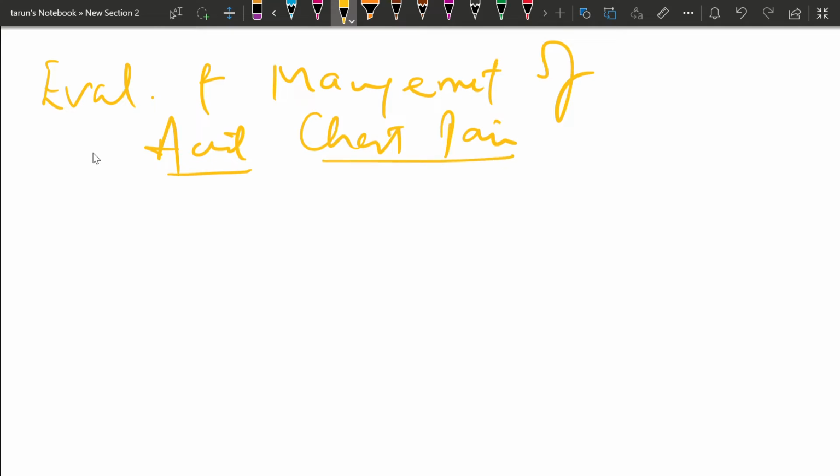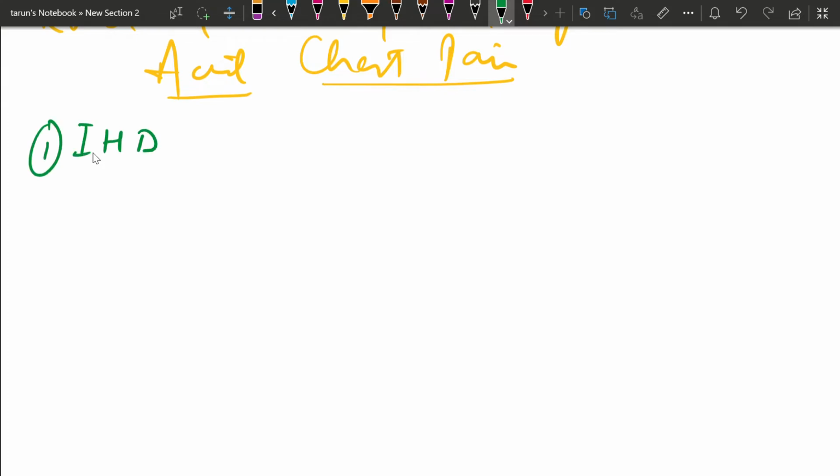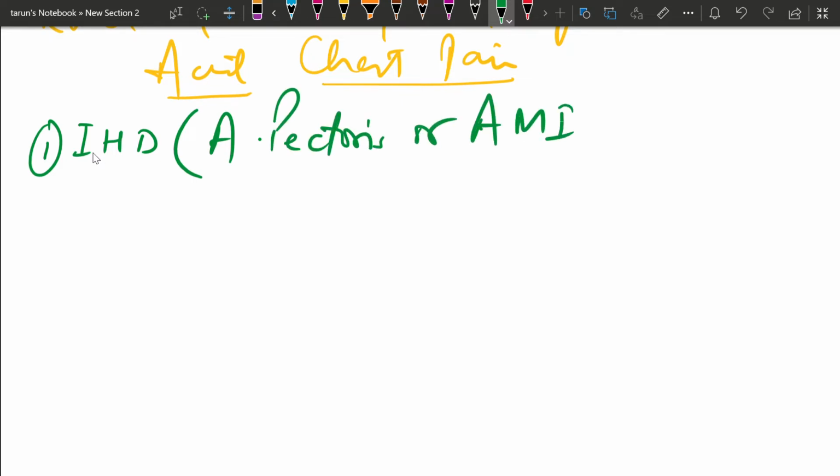First, understand what the causes of sudden onset, that is acute, chest pain are. Acute chest pain could be due to ischemic heart disease, like angina pectoris or acute myocardial infarction.